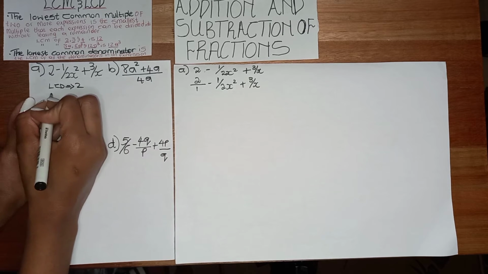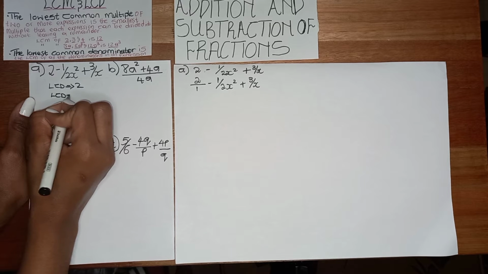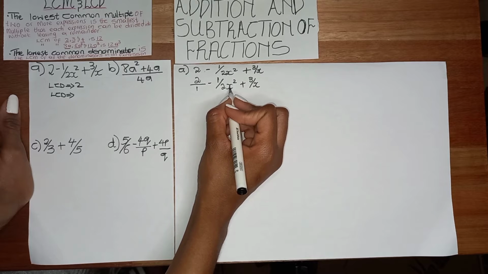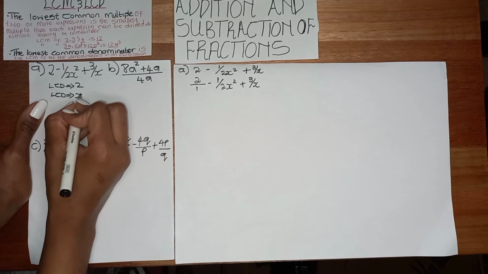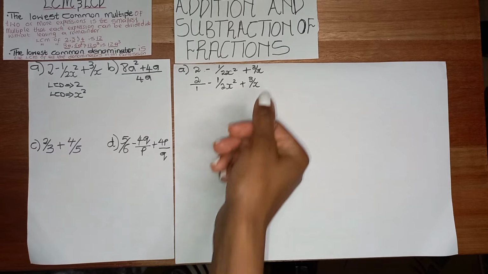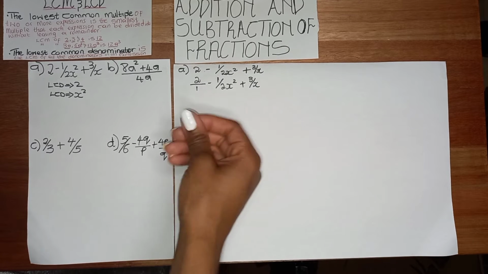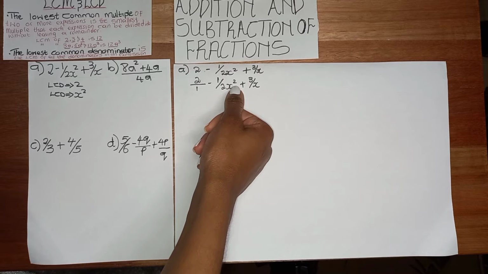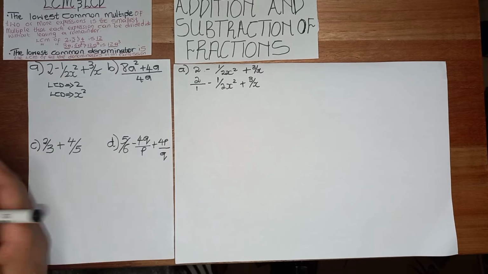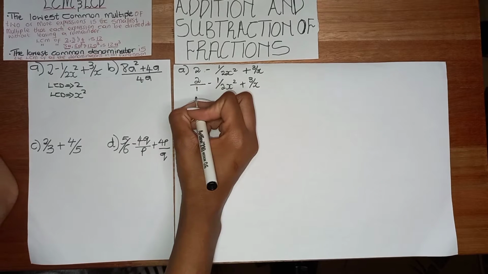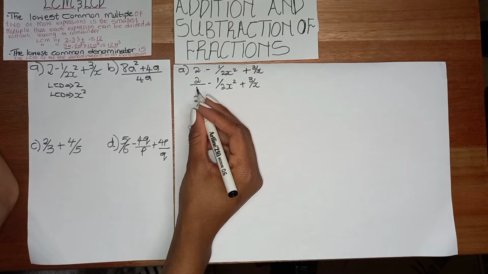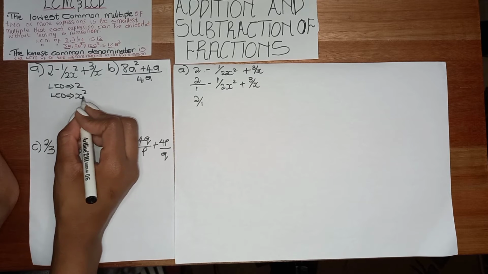The LCD of variables will be the one with the highest exponent, so it will be x to the exponent 2. Our LCD is x squared. We cannot say our LCD is x, because there's no way we can take x to the exponent 2 to x. So let's solve the expression. What we have to do now is change our denominators. You have to make this denominator 2x to the exponent 2.